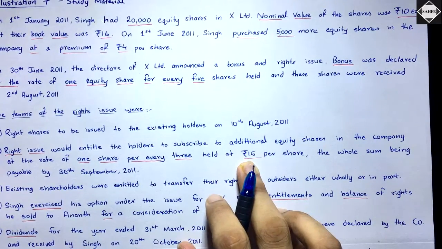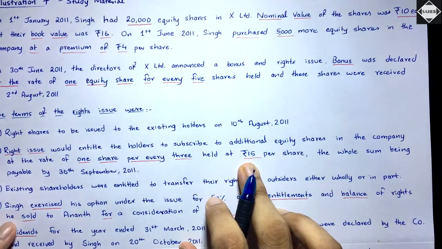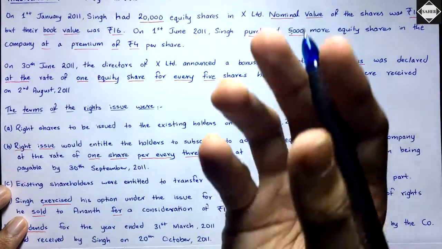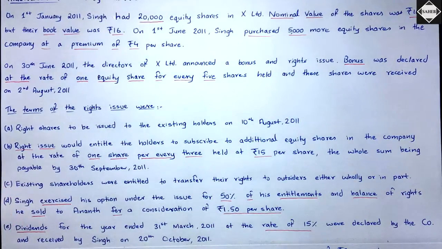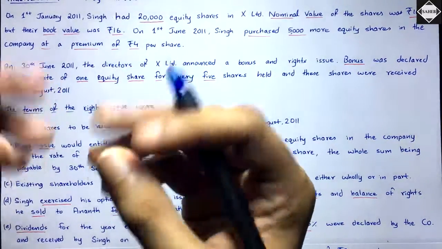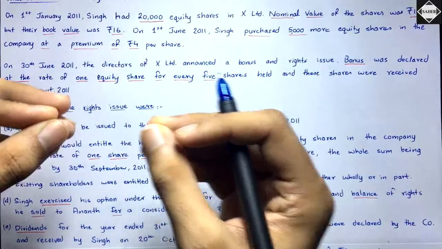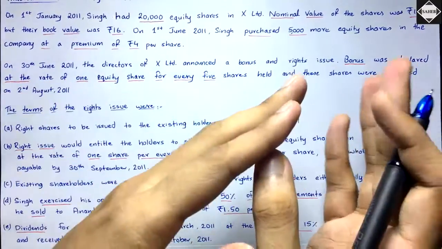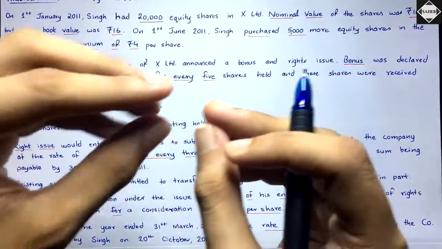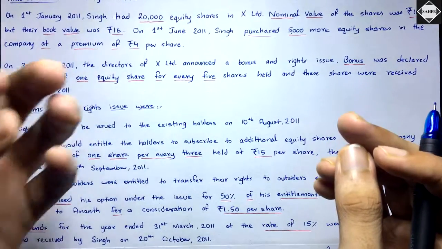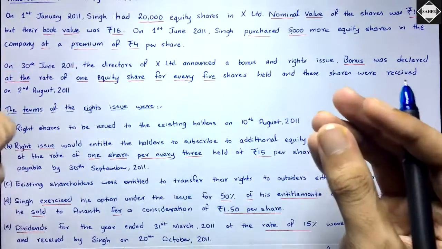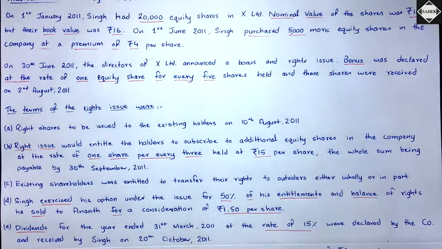But let's see what happens, because with the rights issue, what will the shareholder get? He will get a right, a piece of paper. Then he can either subscribe to the shares fully, or he can sell the right fully, or he can do it partially. He can subscribe to, say, 50% or 75% of the shares, and the remaining 25%, he can sell the right.